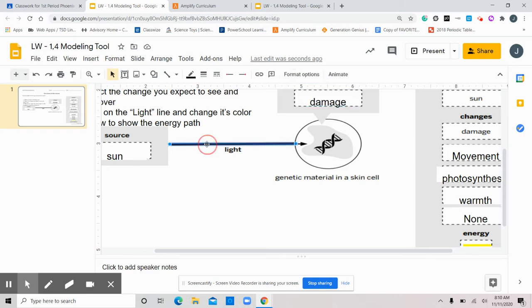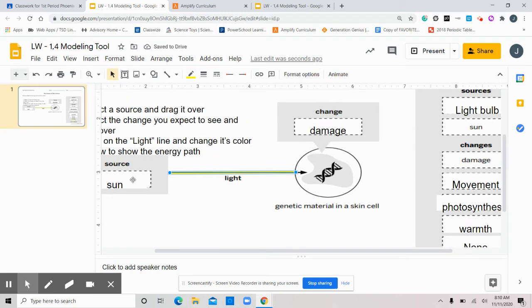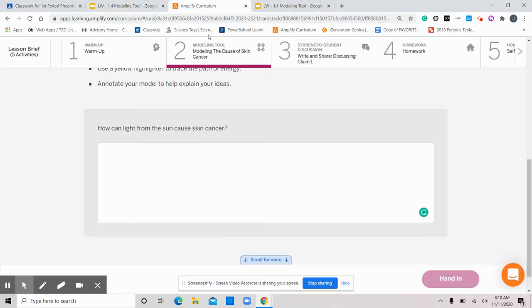We want to click on the light line and we want to show the energy path. And this is great because it shows that light travels in a straight line. It shows that the sun is what's carrying the energy in that straight line and causing the damage to our cell. So friends, if yours looks like mine, you are done. Make sure that you turn that in, but we are going to keep on going in our lesson now.